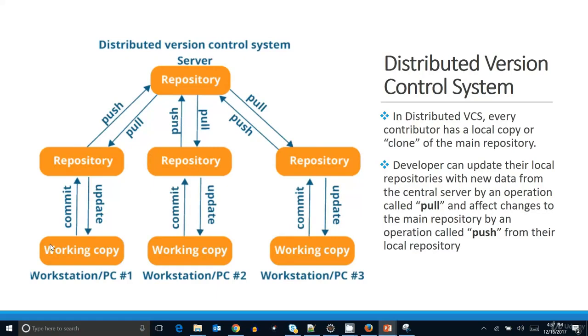Okay, so here is the working copy of my code. I will commit my change, get the update. You will commit your change, get the update. The third person will commit the change, get the update.